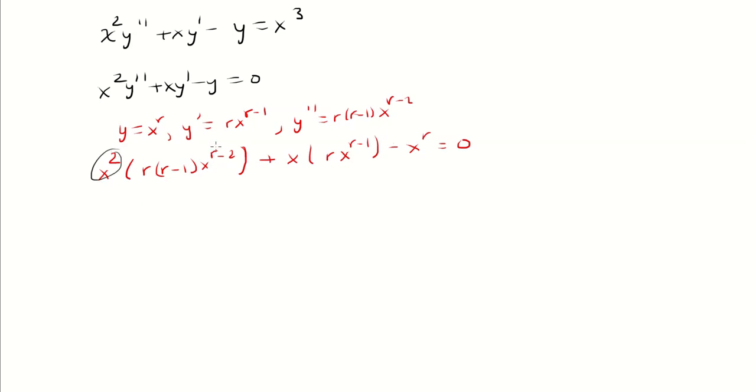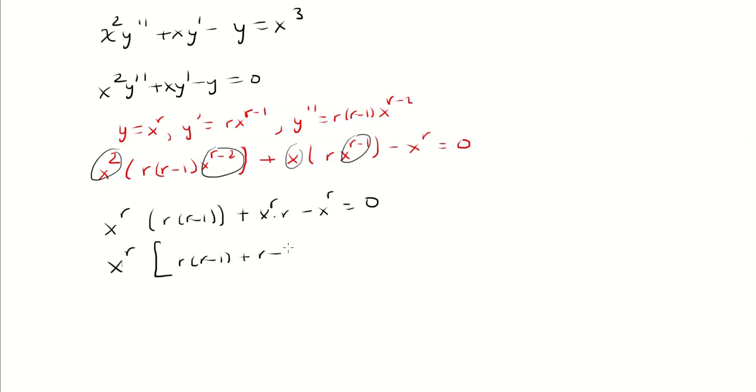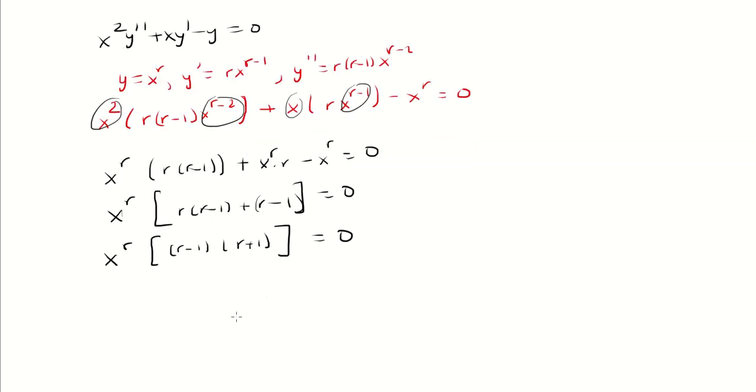So x squared times x to the r minus 2 is just going to be x to the r times r times r minus 1, plus, and then we have, again, x to the r times r, minus x to the r equals 0. I can factor out x to the r. I'm left with r times r minus 1 plus r minus 1 equals 0. Then I can factor out r minus 1 and have r plus 1 left over. If I put a parenthesis there, you can see it's just r plus 1.